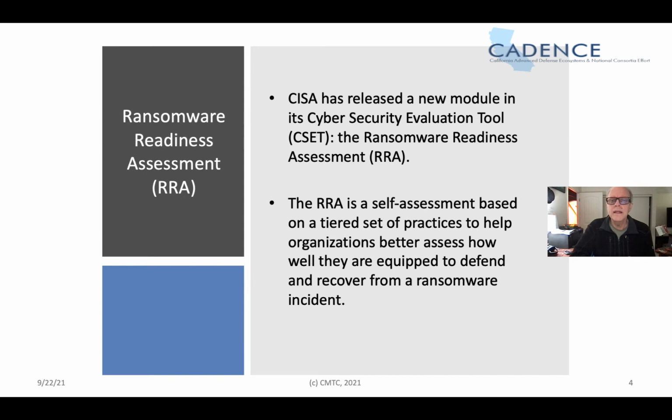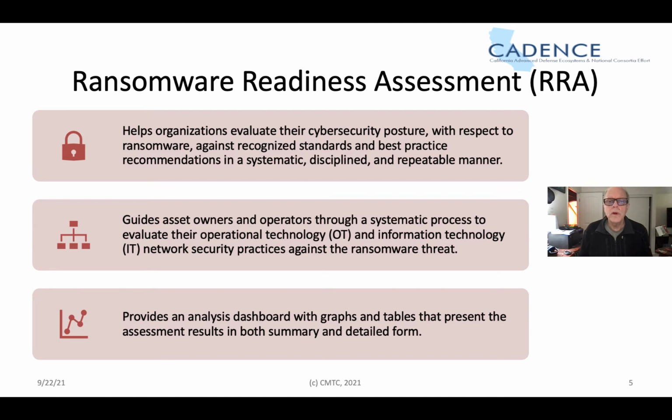CISA has a new model in the CSET. That submodule is called the Ransomware Readiness Assessment. RRA is a self-assessment based on a tiered set of practices to help organizations better handle, equip for, and recover from ransomware issues that they may run into. The Ransomware Readiness Assessment helps organizations to evaluate their cybersecurity posture, especially in terms of ransomware.